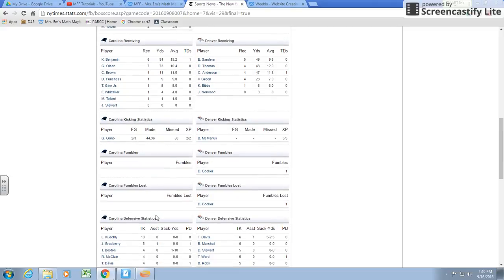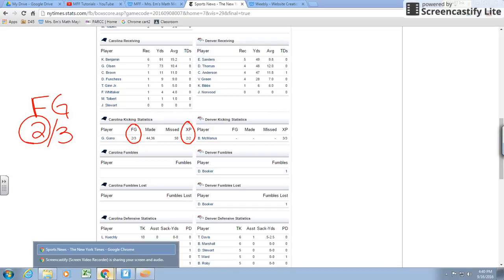So now when you look at the kicking stats, you're looking for field goals and extra points. So right here, you've got field goals and extra points. So it says field goal is 2 out of 3. That means that he attempted 3 field goals, but he only made 2 of them. So that's important to know because you only want to know how many he made.